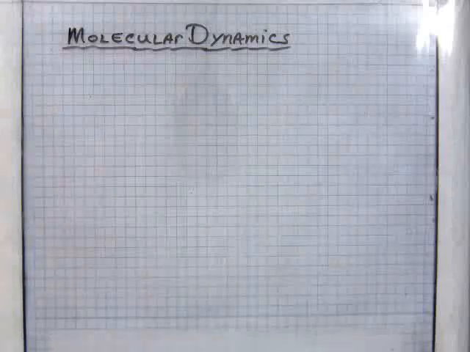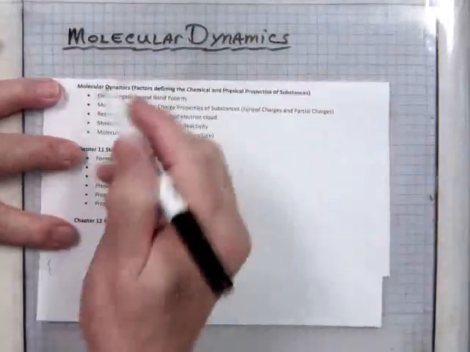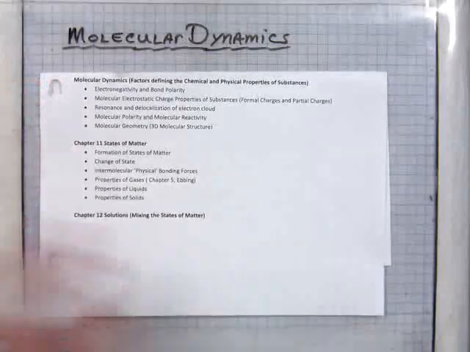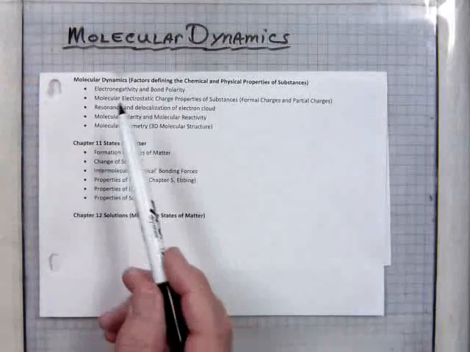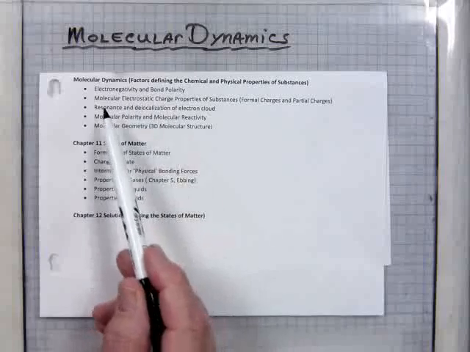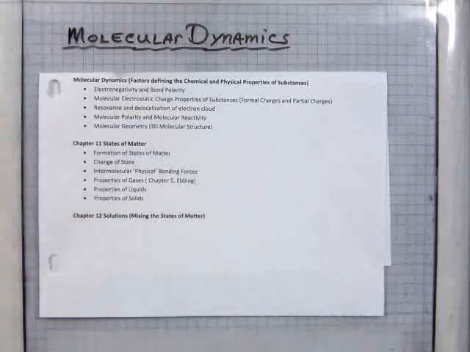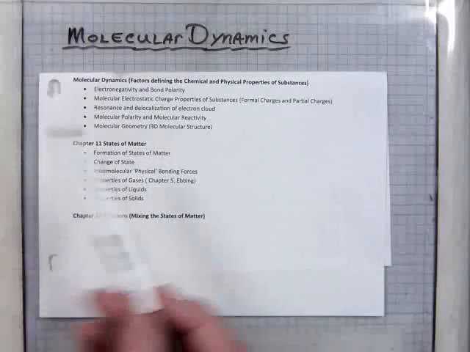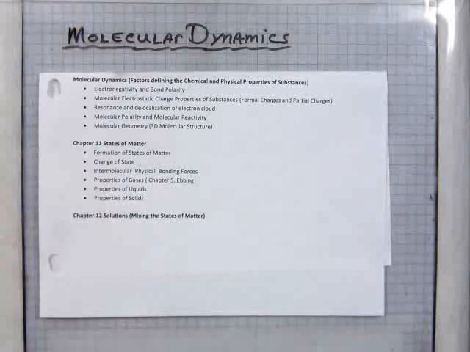Right here in the handout, we're talking about a systematic approach of evaluating the molecule for its chemistry and its physics, or its properties. You see where it starts with electronegativity and bond polarity, and then goes to some other topics: molecular electrostatic charge properties, called formal charge and partial charges, and resonance and molecular polarities, and finally molecular geometry. All these topics go into determining what the chemistry is for a molecule.